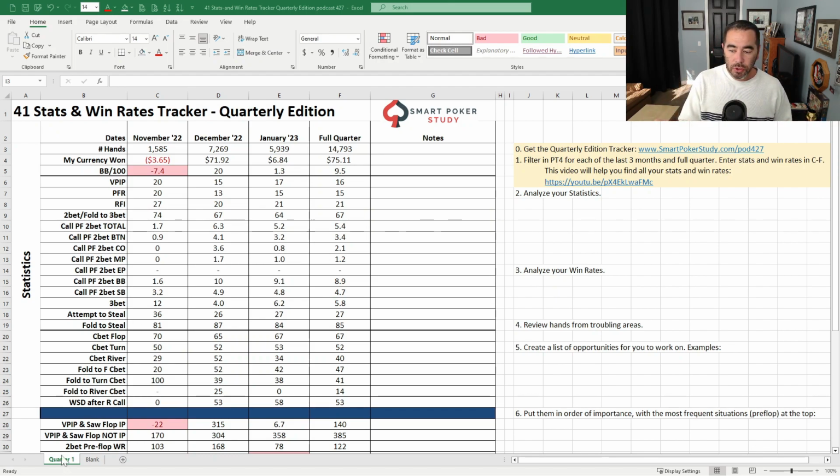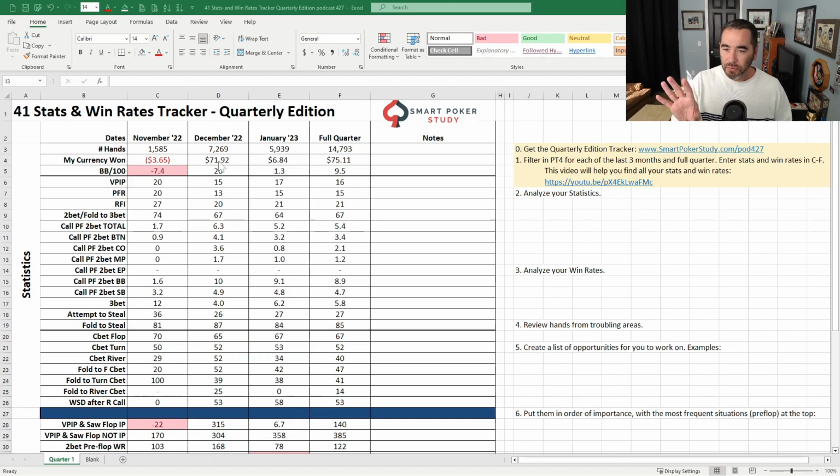You're going to see there's two tabs, the quarter one with my numbers on it, but then there's a blank tab. You're simply going to go through and now open up Poker Tracker 4 and filter. This is step one in the entire process. Filter in Poker Tracker 4 for each of the last 3 months. This episode's getting released in February 2023. So the last 3 months were November 22, December 22, and January 2023.